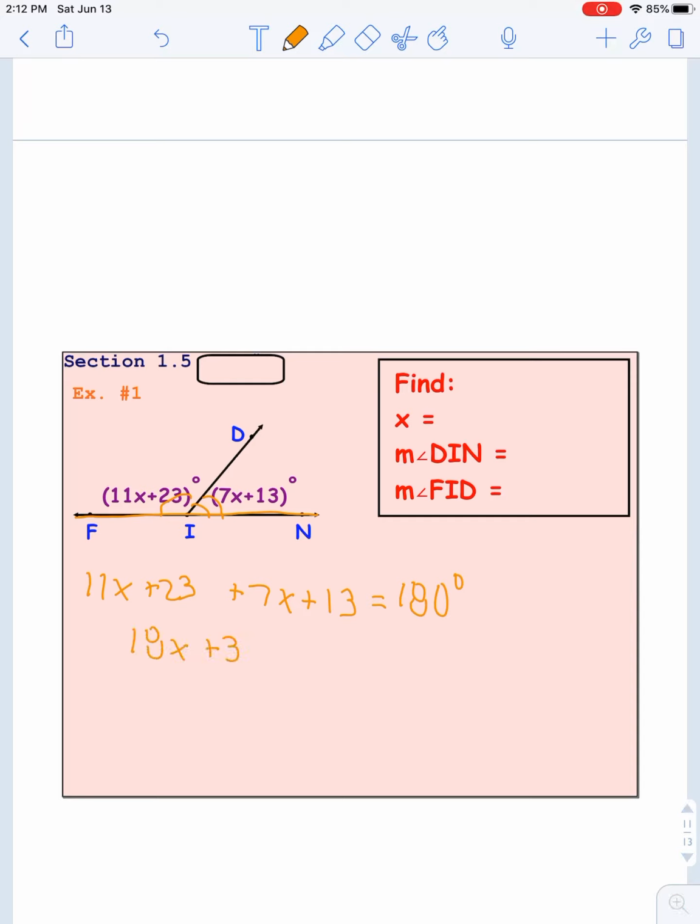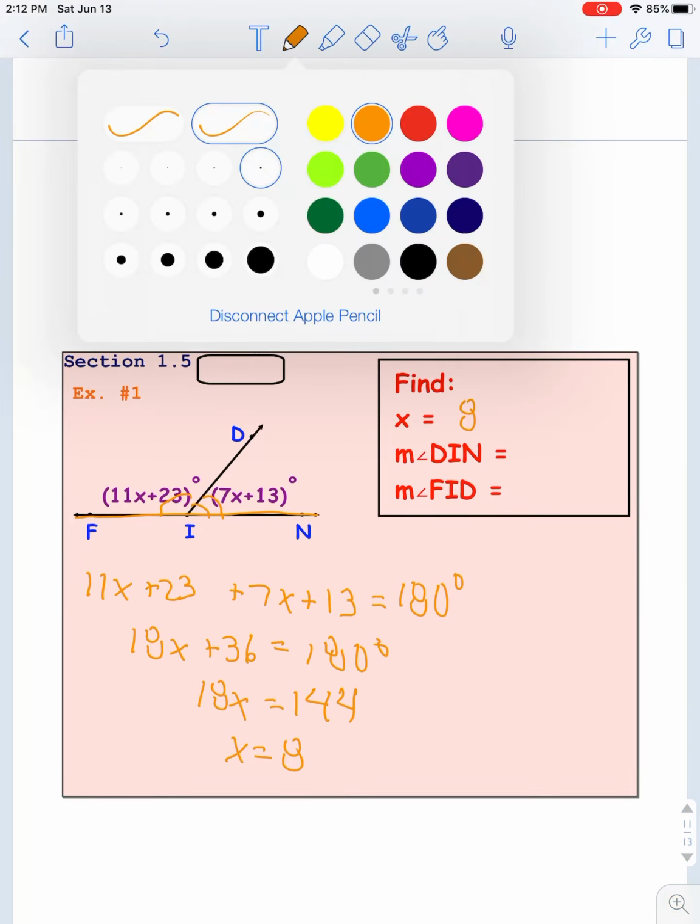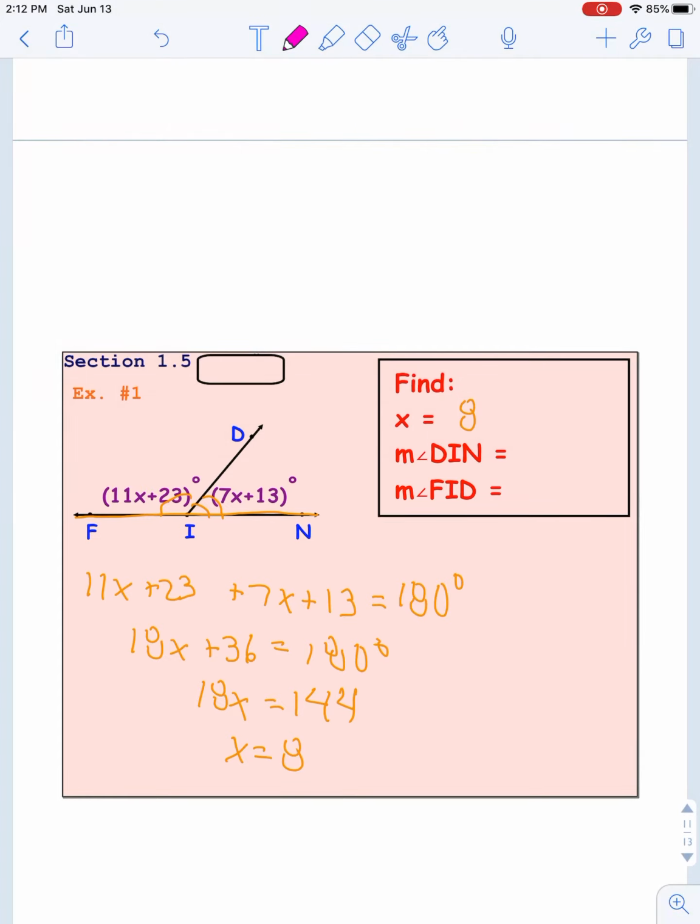So now I can combine like terms and continue solving for x. So x equals 8. So I found x. Now figure out what they're asking you to find. They're not always going to ask you to find every single angle. So they want me to find the measure of angle DIN. So that means it's 7 times my x value of 8, plus 13. And that gives me a measure of 69 degrees.